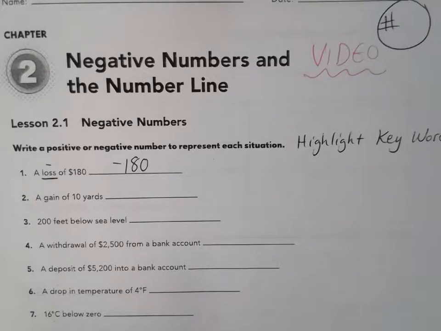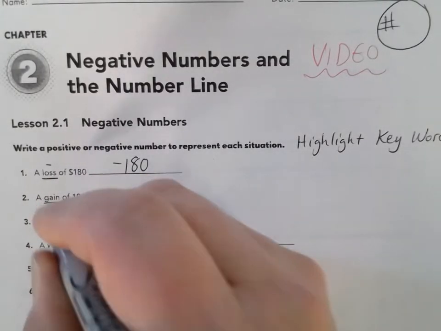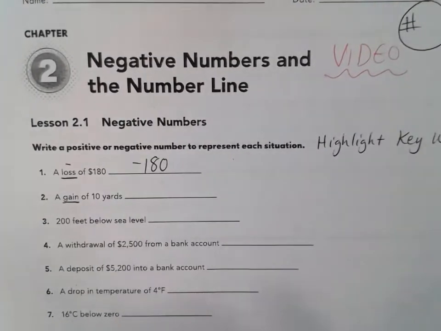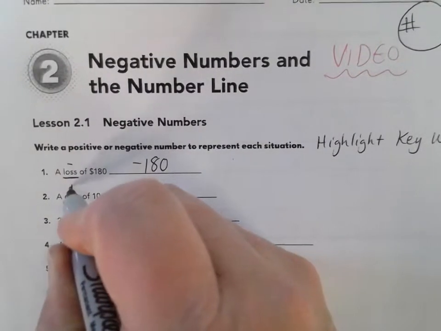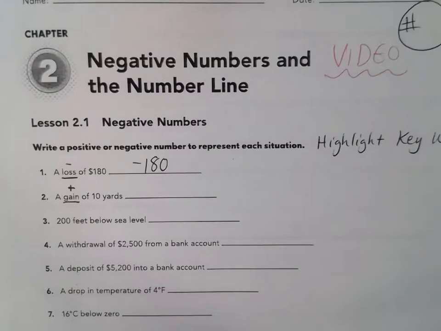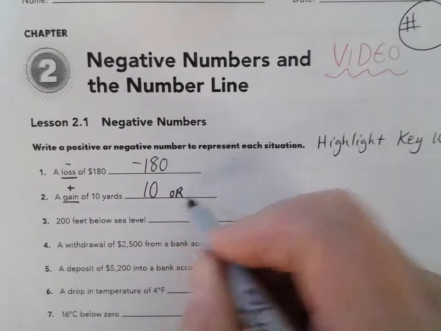Number 2, it says a gain of 10 yards. If we're talking football, I bet my football players like this one, you'd love to gain 10 yards. In fact, that would be a positive thing. So I'm going to decode this a little bit and just show you that gain represents positive. So I could show you either a 10 or maybe a positive 10.